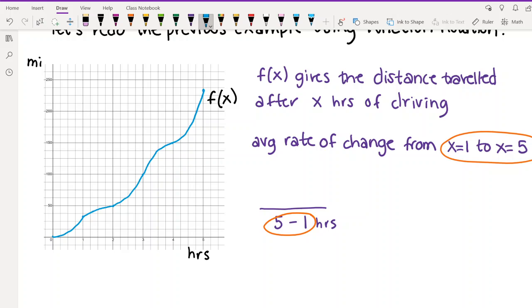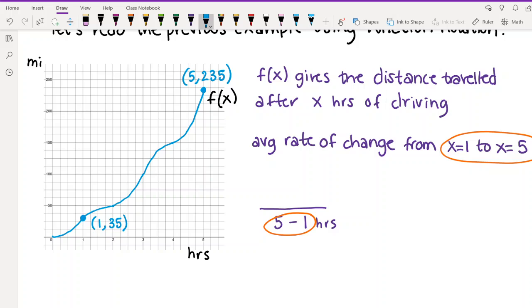Well, let's look at some points on this graph. Let's say that at x is equal to 1, this is the point (1, 35), because we know that after 1 hour, we've traveled 35 miles. And this point here would be the point (5, 235), because we know that after 5 hours, we've traveled 235 miles.